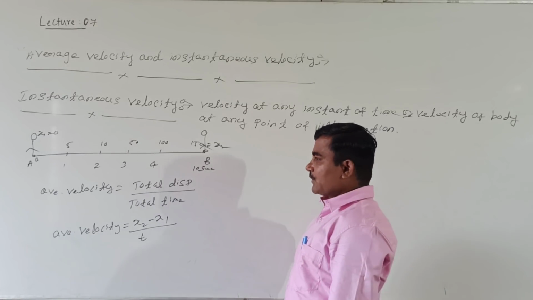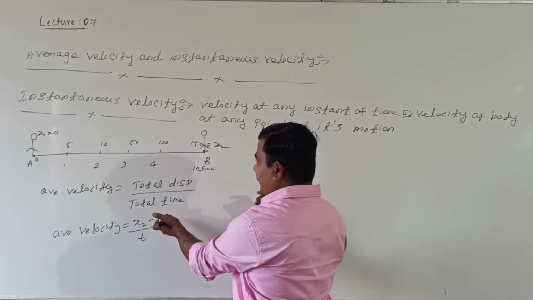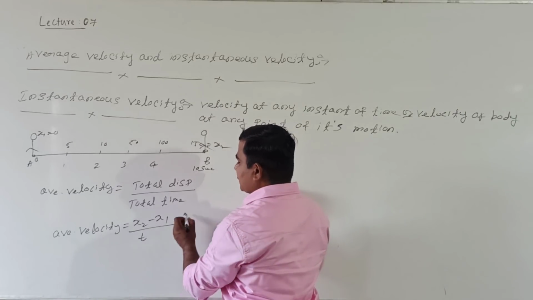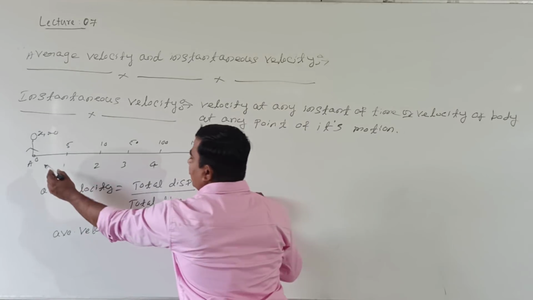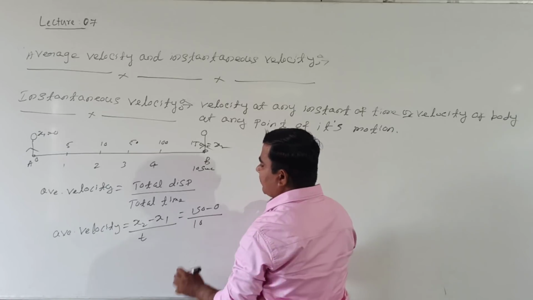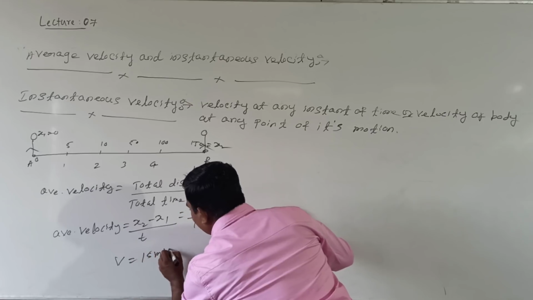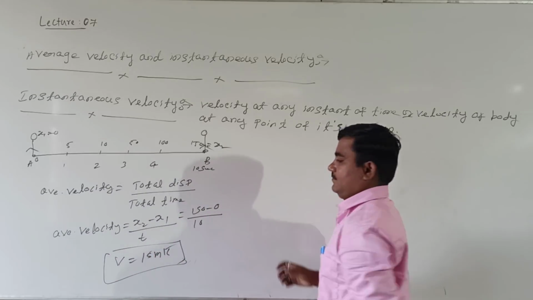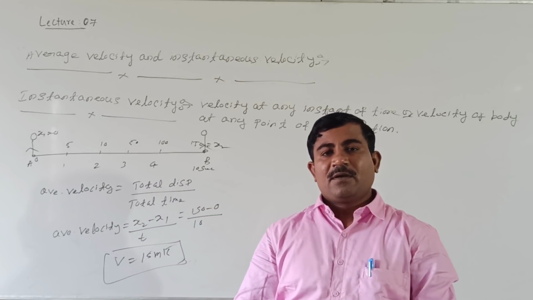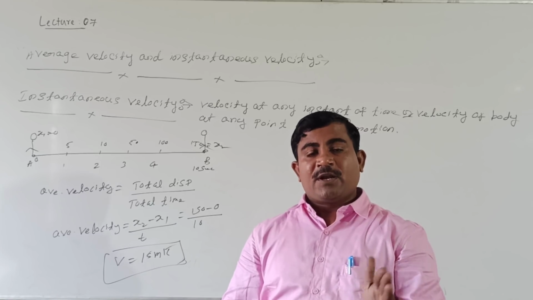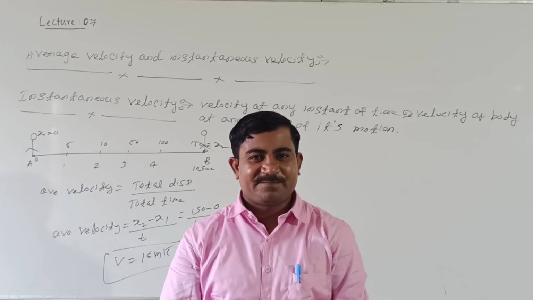Now students, in this case the final position is 150 and the initial position is 0, divided by the total time from here to here. Total time is how much? 10 seconds. What is the average velocity here? The average velocity is 15 meter per second. But what is instantaneous velocity? Instantaneous means velocity at any time, or velocity at any point of its motion. That we call instantaneous velocity.